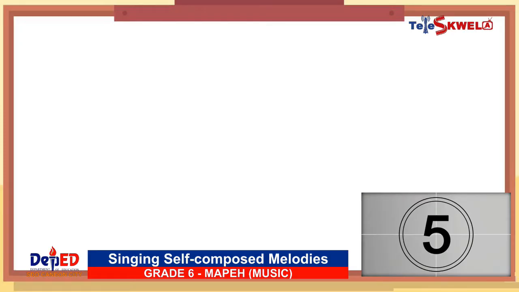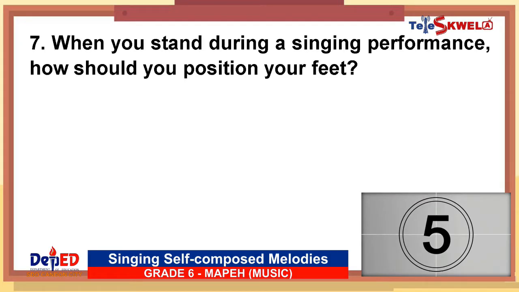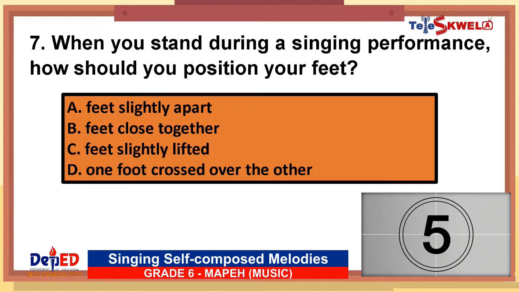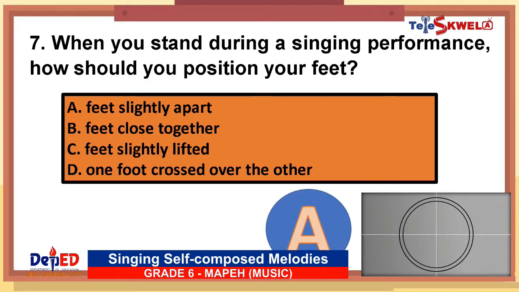Let's move on to number 7. When you stand during a singing performance, how should you position your feet? And the choices are letter A, feet slightly apart. Letter B, feet close together. Letter C, feet slightly lifted. And letter D, one foot crossed over the other. Timer starts now. And the answer is letter A, feet slightly apart.